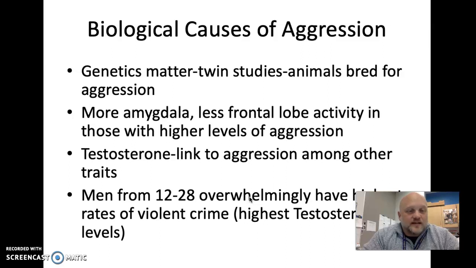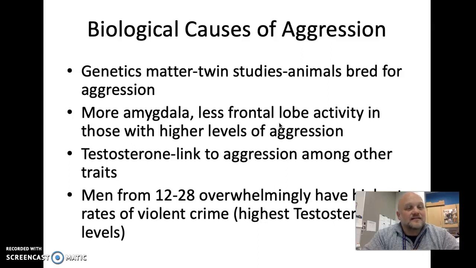They've done twin studies where they've rated the aggression levels of one twin and then compared it to the other one, and there's a high correlation there. When it comes to the brain, we've talked about the amygdala before. People with higher levels of aggression tend to have more activity in their amygdala, that fear, aggression, stress center. And they also have less frontal lobe activity. Remember, the frontal lobe deals with things like planning, decision making, impulse control.